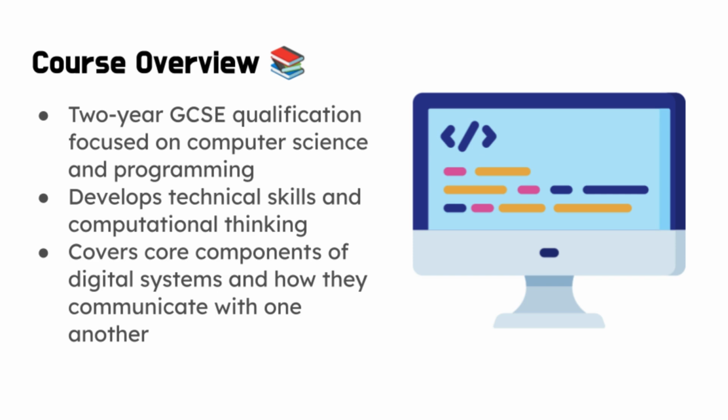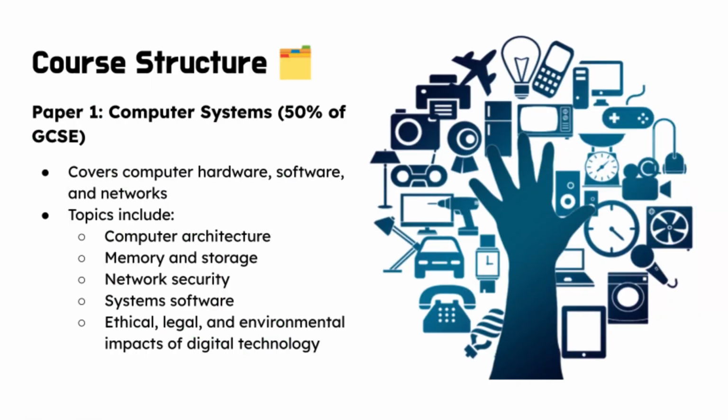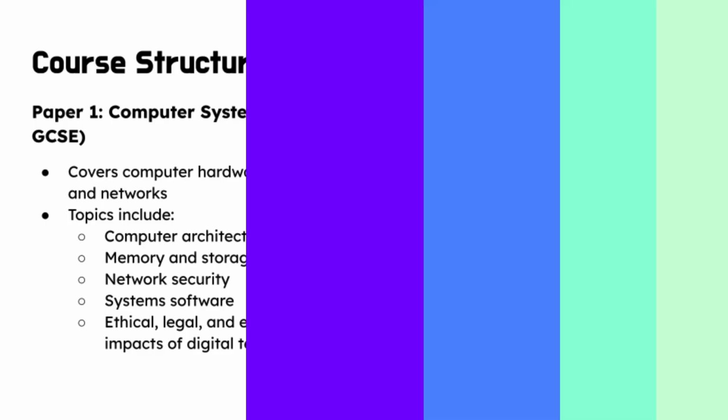And we'll cover some core components of digital systems and how they communicate with one another, for example, networks and how devices can utilize the internet to communicate. The course is divided up into 2 papers, both of which you sit at the end of Year 11. The first paper, Computer Systems, worth 50%, covers computer hardware, software, and networks, and the topics that we study include computer architecture, memory and storage, network security, system software, and ethical, legal, and environmental impacts of digital technology.